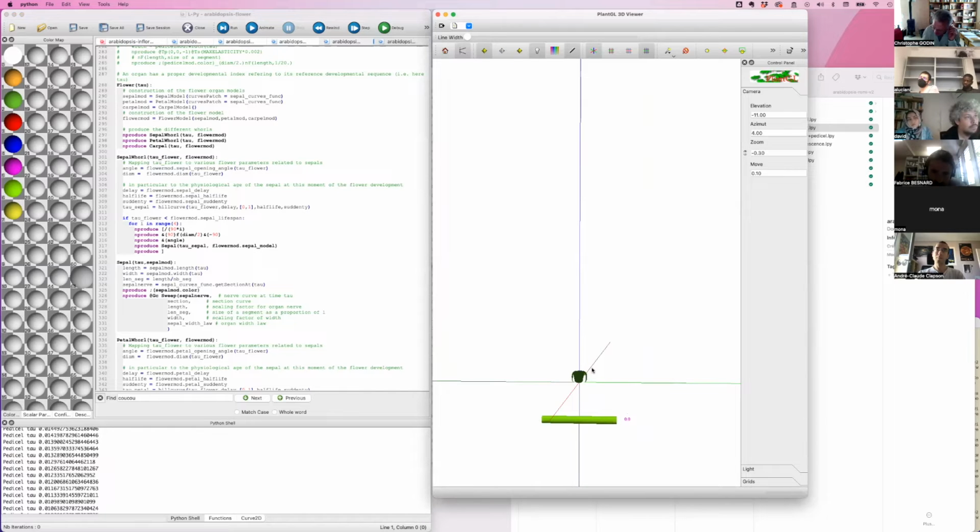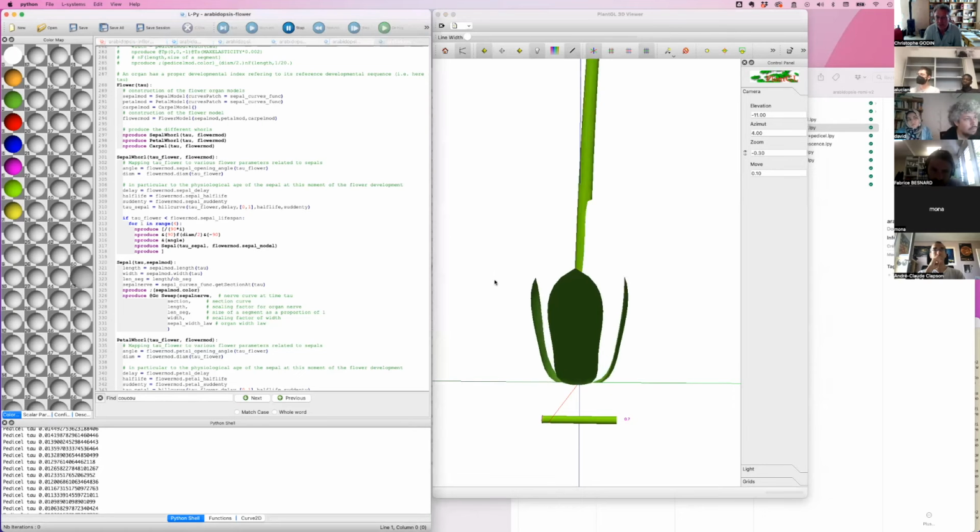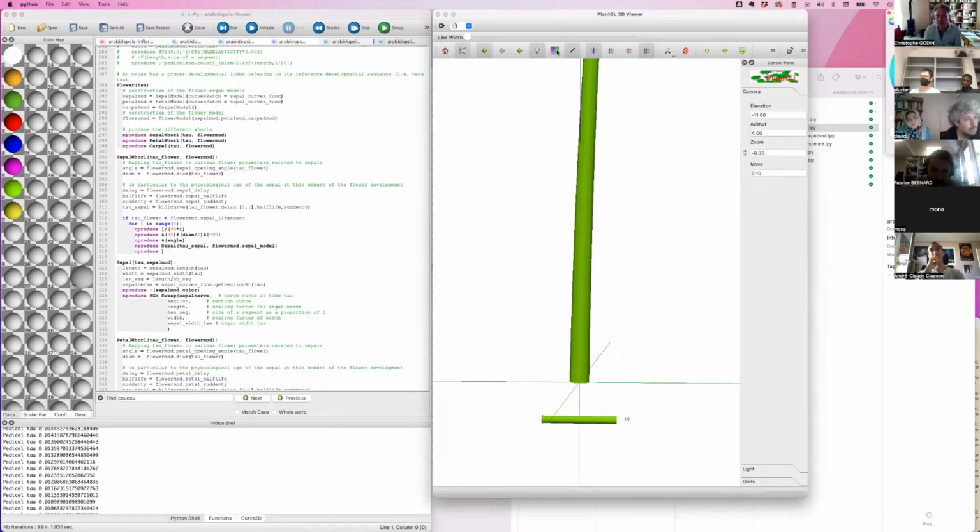Maybe after that, Fabrice, if you can show the drawings that people have made of a very young flower with the young organs. Yeah. But before that, I will just finish this. So you see here, or maybe I should.